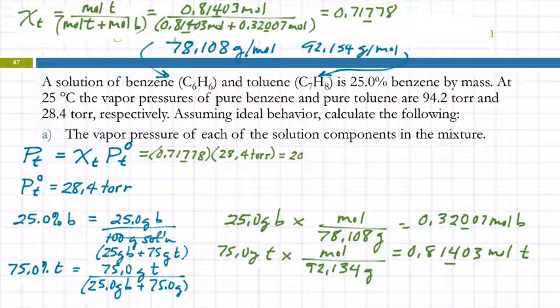So this is 20.385. I'm not going to round that. I kind of think there's more parts and I might have to use that again. But the answer for the vapor pressure of toluene in the mixture would be 20.4 torr.